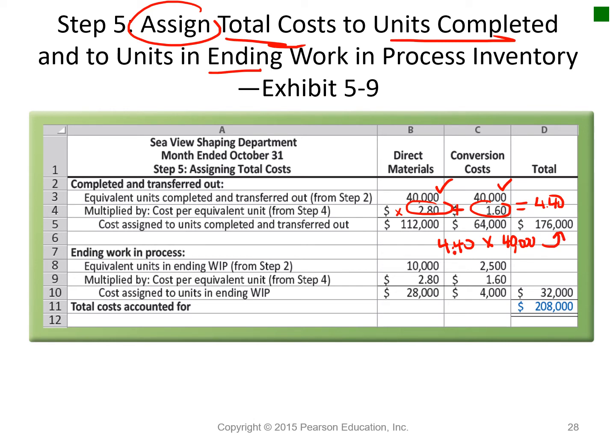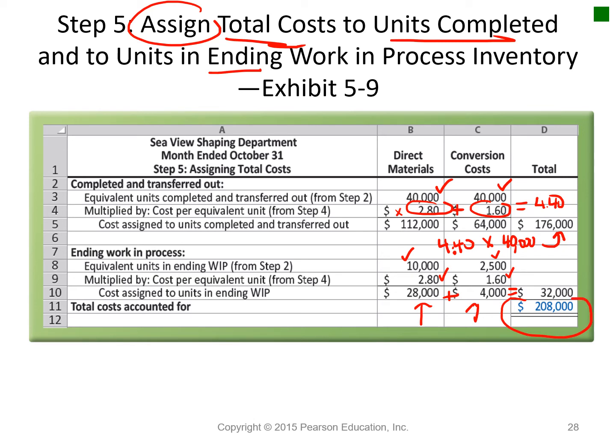Now, the ending work in process, you go to that ending WIP equivalent units number. It was 10,000 for direct materials, and it was 2,500 for conversion. And then again, you multiply by the 280 for materials and the $1.60 for conversion. You multiply those out, you get 28,000 and 4,000. You add those together, you get a total of 32. If you add that to the 176, you just reconciled all your costs and you've assigned them.